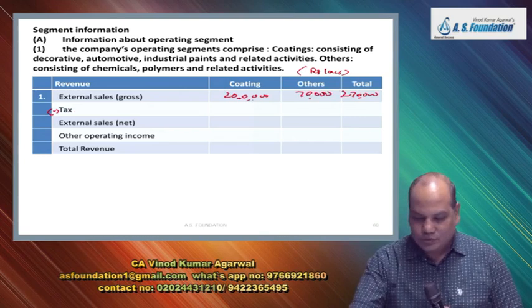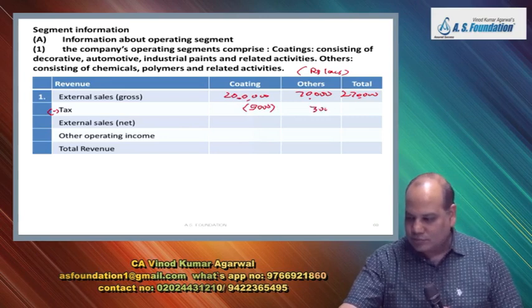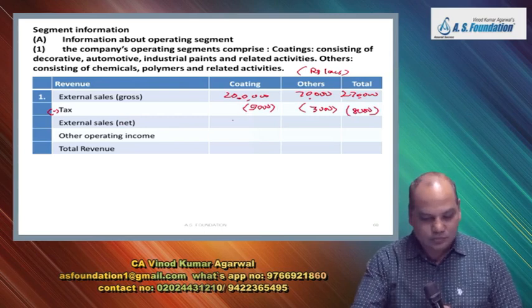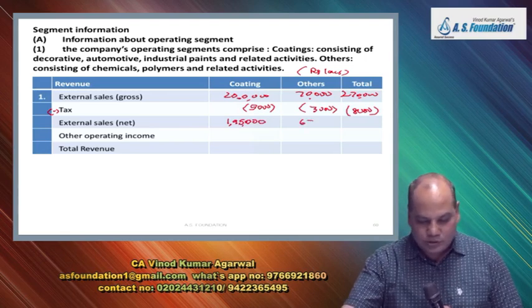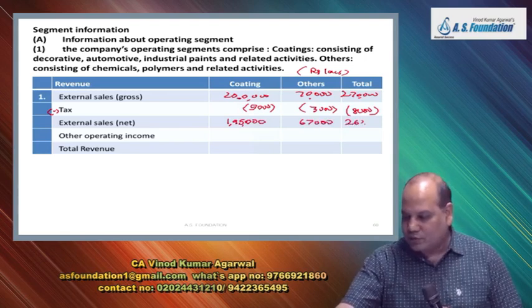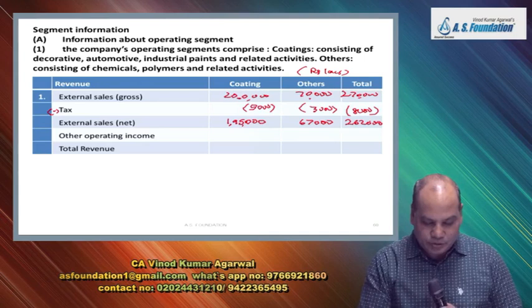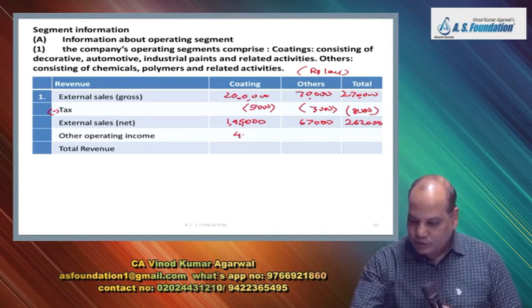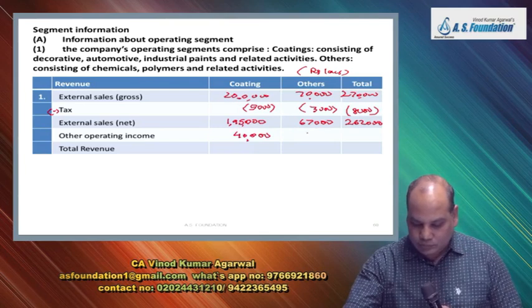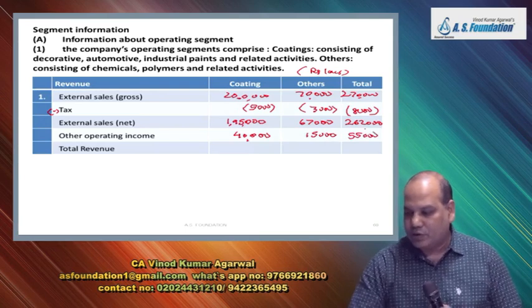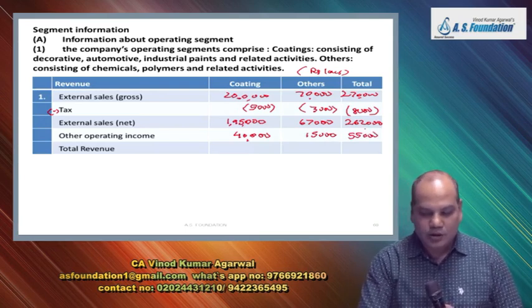Less tax included in that, 5,000, 3,000, 8,000. So your external sale will be 1,95,000, 67,000 and 2,62,000. Is there any other operating income also? Yes. So 40,000, 15,000. Total is how much? 55,000. And this is the disclosure requirement for revenue.